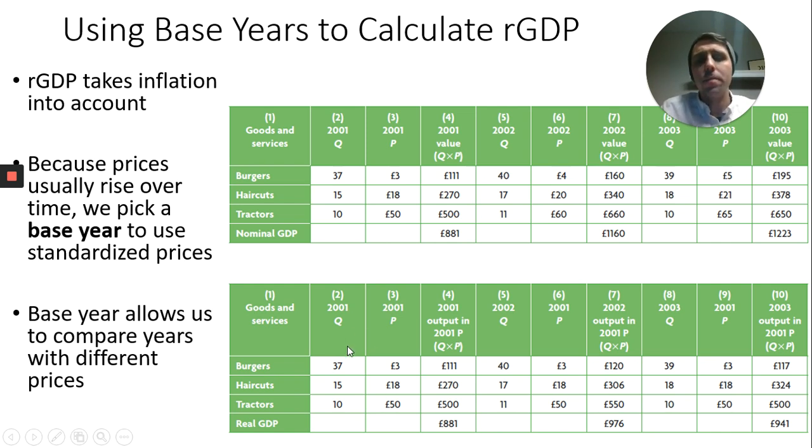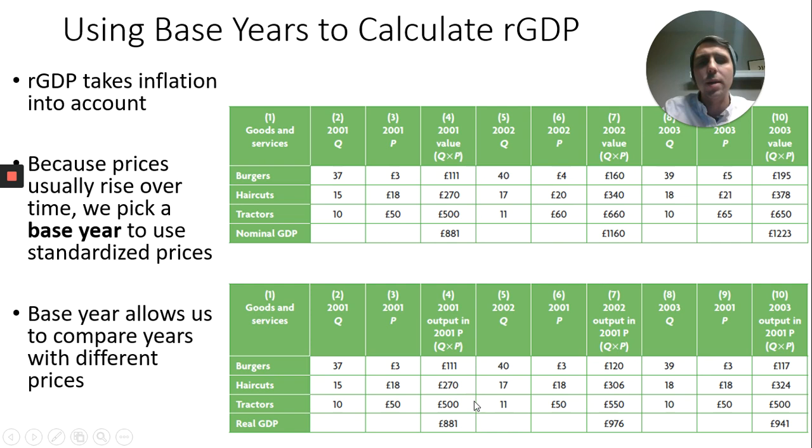So in 2001, we were selling burgers for $3, haircuts for 18, and tractors for 50. And what this chart has done is it includes those prices at every level. So even though in 2002 and 2003, all three of these items cost more money, this chart takes that into consideration and uses 2001 pricing. By doing that, it's calculated what it considers a real GDP, or a GDP that actually accounts for these price changes. So you'll see that our GDP for 2001 has not adjusted.